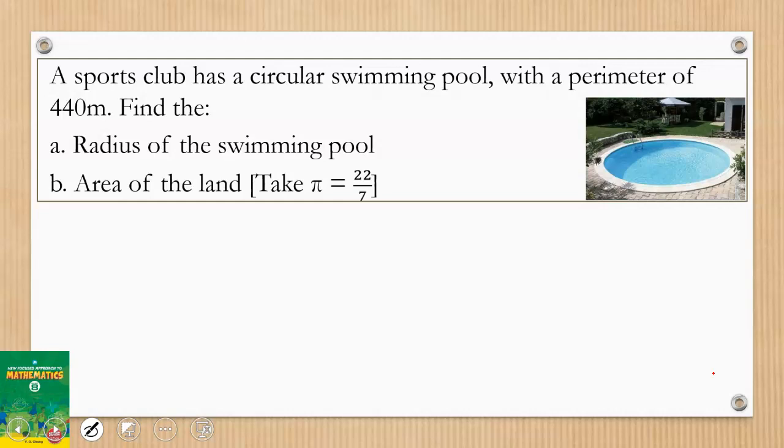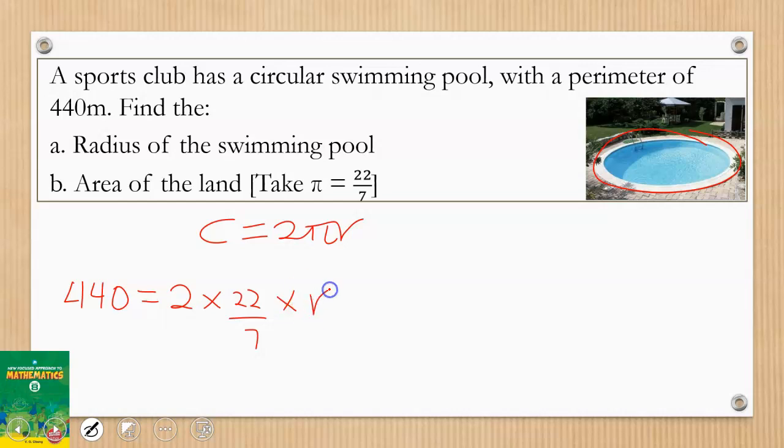A sports club has a circular swimming pool with a perimeter of 440 meters. We want to find the radius of the swimming pool and the area of the land the swimming pool covers. Okay, so perimeter simply means the total distance around the pool. And we know that the circumference of a circle is defined as 2 pi r. Note that with this question, they didn't give us the radius of the swimming pool. So we can use the circumference to find the radius. Now, if the circumference, which is the same as the perimeter, is 440, then 2 times 22 divided by 7 being the pi, times the radius, which I don't know. And so we are going to make r the subject in this relation.